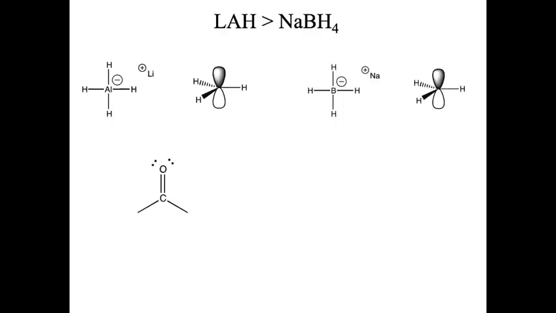So, let's address some of those differences between these. We already addressed the size difference between the boron and the aluminum. Everybody was okay with that? Cool. Aluminum's bigger, hydrogen's further away, makes that hydride much more reactive. What else? Okay, so why is it faster? So one of those reasons is the aluminum is larger. What else is the difference between lithium aluminum hydride and sodium borohydride?